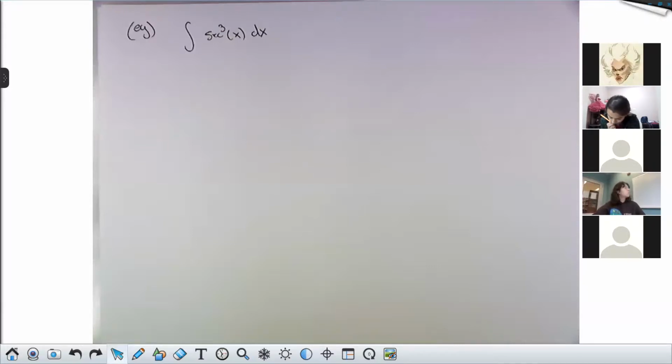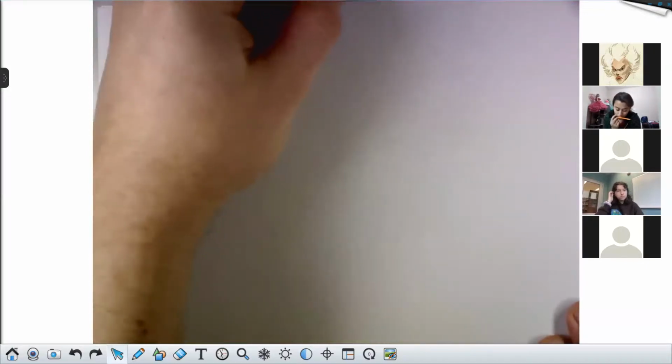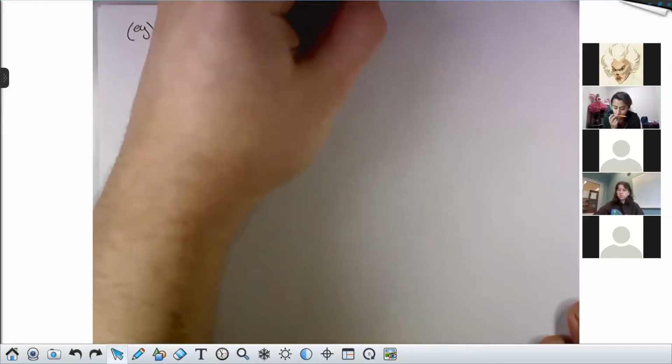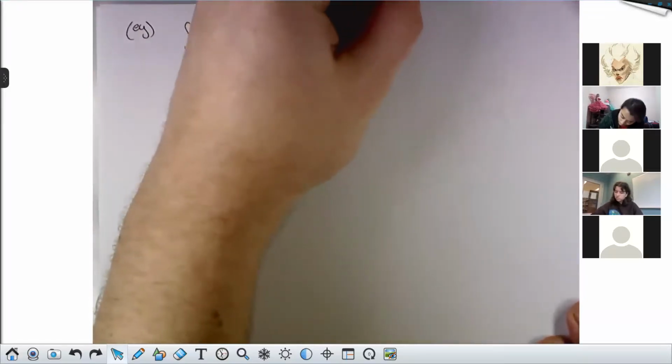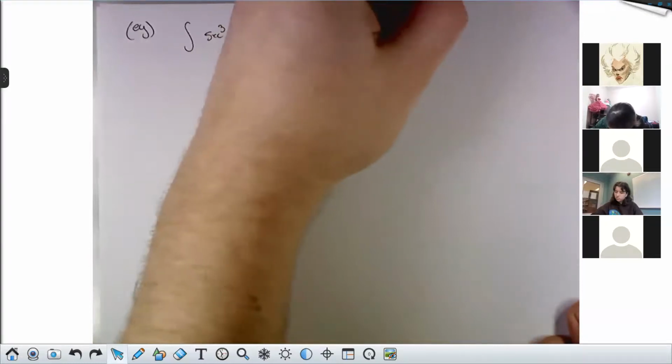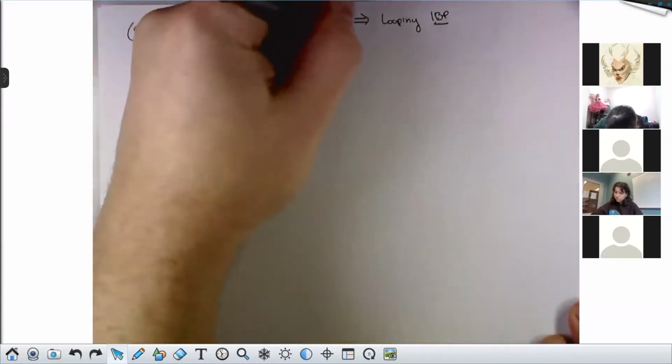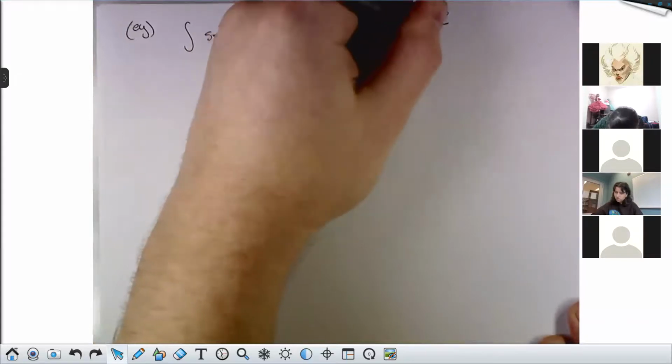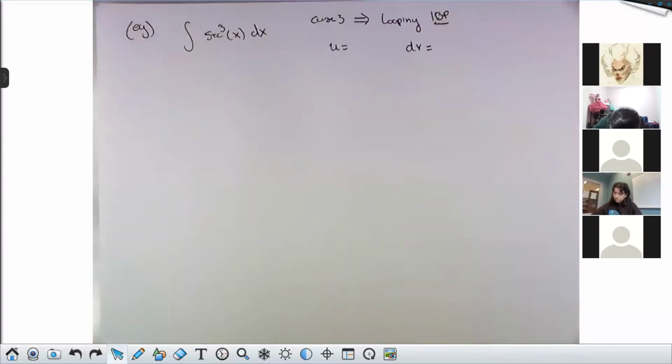So we trust the guidance we have. This is case 3. So we're going to do some sort of looping IBP, which means we need to select U and dv. Now, I say with love that this is going to be on the test, right? I want you to be warned so you know to prepare yourself. Ethan Klein style, peace and love.